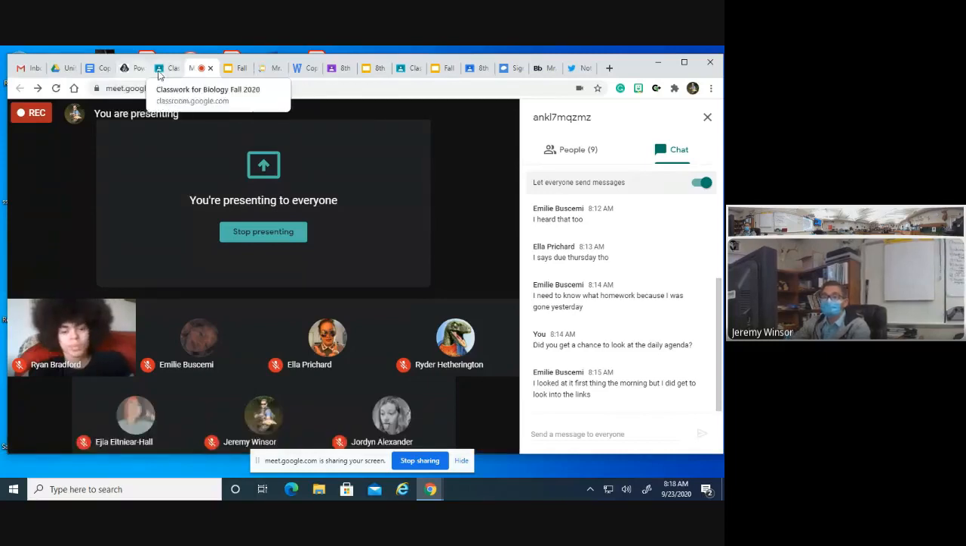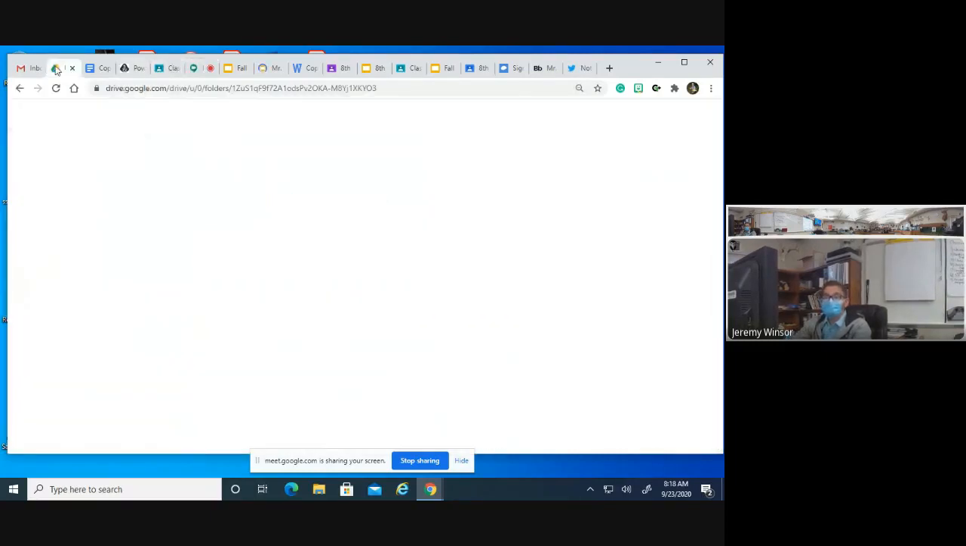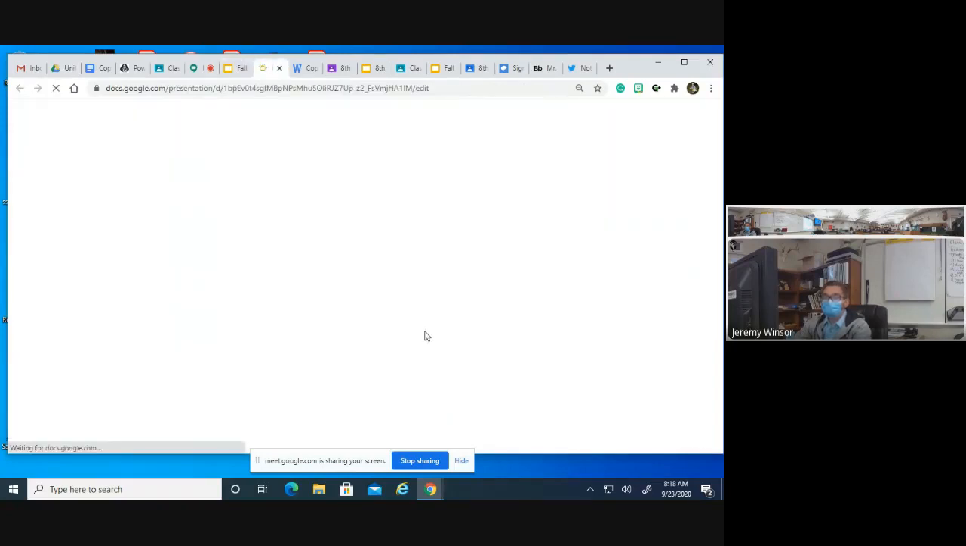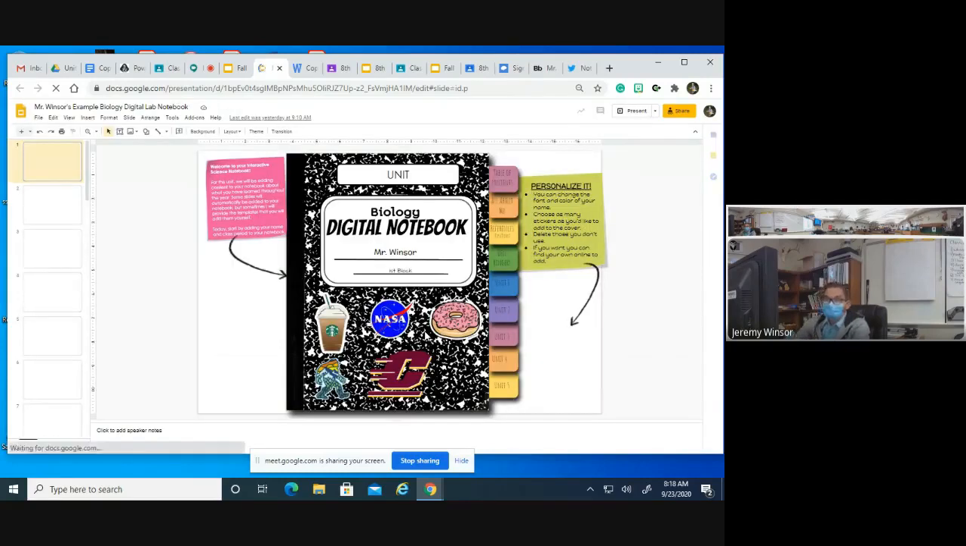Okay. So again, I just went to our daily agenda. I clicked on the lab notebook that is sitting on the table. It is in the process of loading right now.